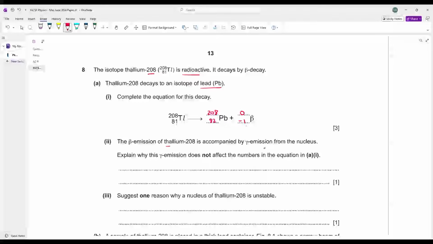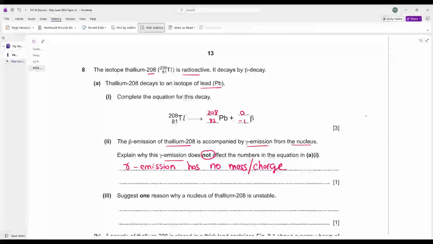The beta emission of thallium-208 is accompanied by gamma emission from the nucleus. State why gamma emission does not affect the numbers in equation A1. बेटा गामा emission जो है वो numbers in A1 को क्यों नहीं affect करती? हाँ जी, because gamma has no mass, no charge. Gamma emission has no mass slash charge. Simple as that.